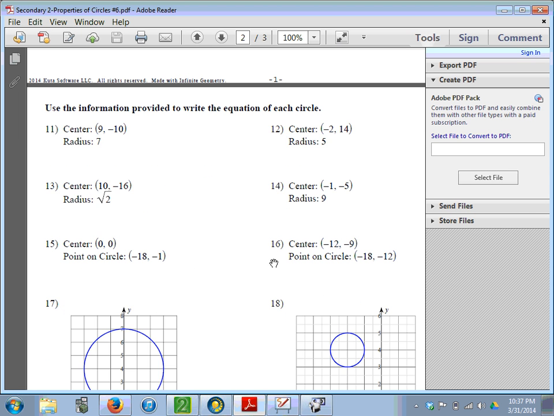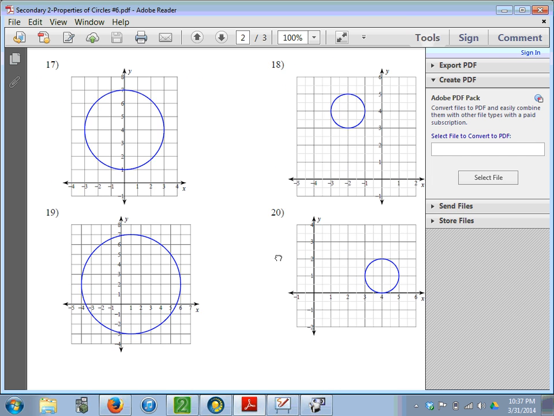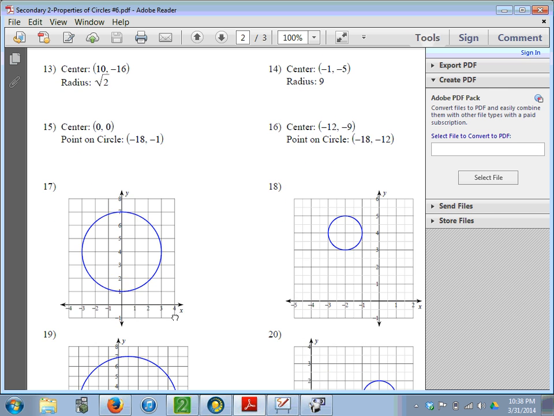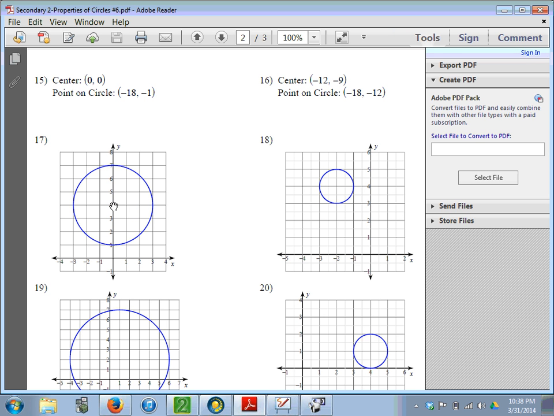So on your homework, questions 11 all the way through 20, well, 11 through 14 in particular, 15 and 16 I'm going to talk about here in just a second. 17, 18, 19, and 20, you have to find the center and the radius just based on the picture of the circle. For example, the center of the circle here is 0, 4, and you start at the center and count out to the outer edge. The radius is 1, 2, 3. I would write that information down. The center is 0, 4, the radius is 3. You can use that information to write the equation of the circle.